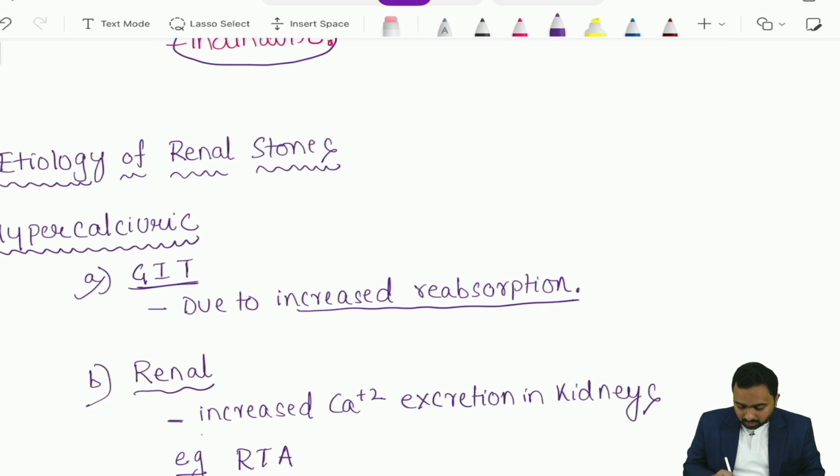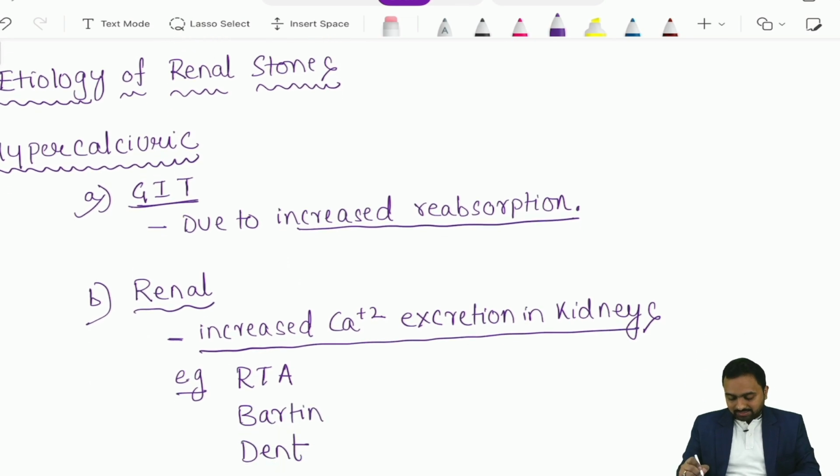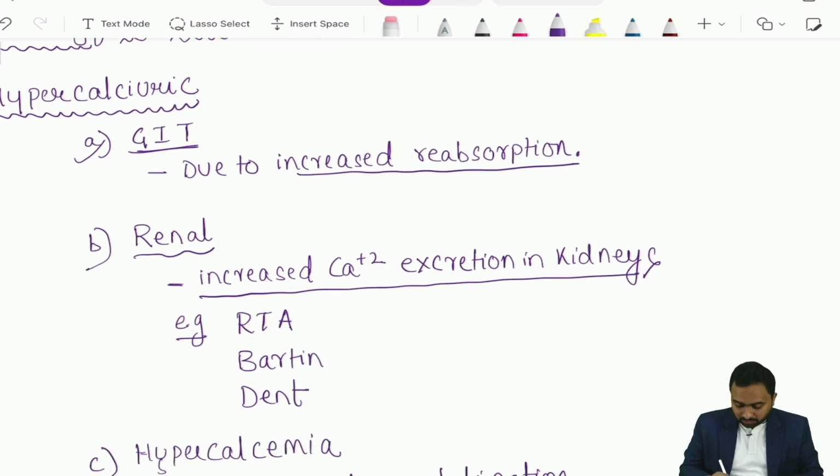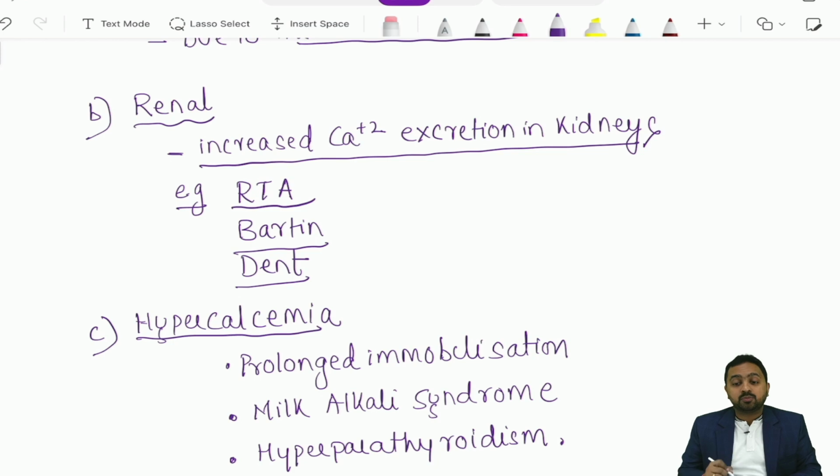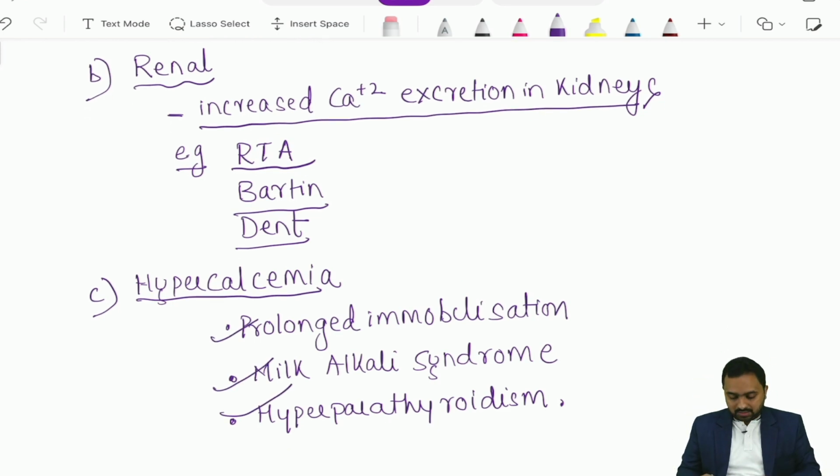Then in case of renal causes, there could be increased calcium excretion in the kidneys, for example in renal tubular acidosis, Bartter syndrome and Dent syndrome. Then there could be hypercalcemia, which could be attributed to prolonged immobilization, milk alkali syndrome and hyperparathyroidism.